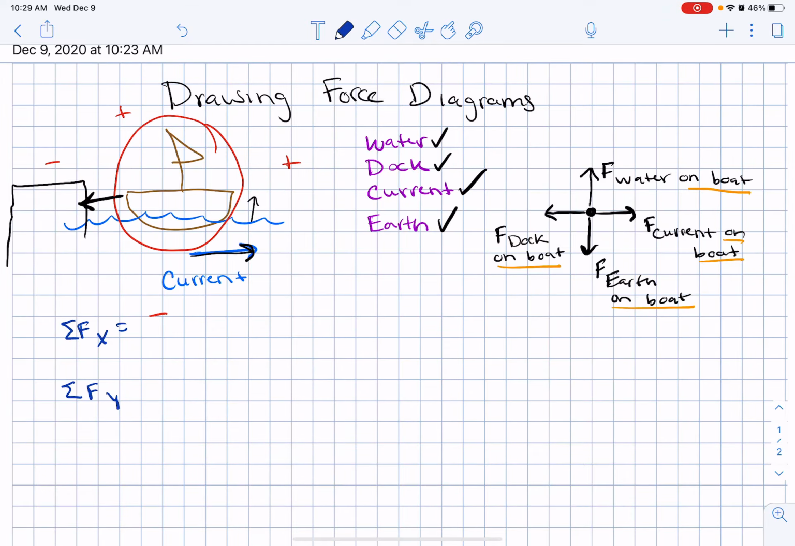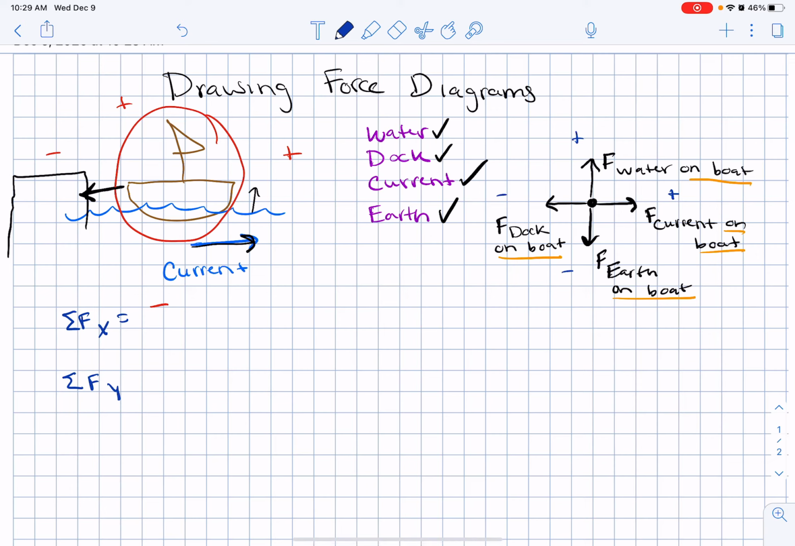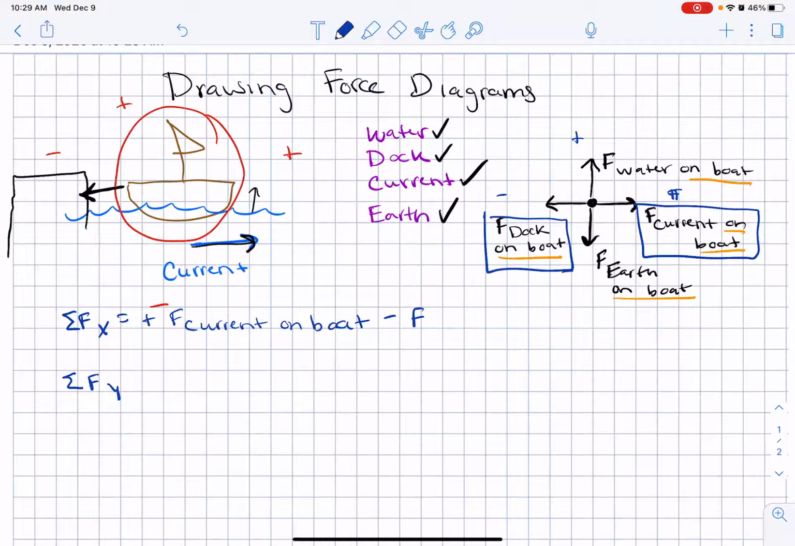Okay, so let's keep our positives and negatives that we had from our sketch and put them on our force diagram. Let's look at that horizontal direction first. In the positive direction, we have the force the current exerts on the boat. So I'm going to put positive force current on boat. And then negative, we have the force the dock exerts on the boat. So I'm going to put minus force dock on boat. Okay? And that's my completed sum of the forces for the horizontal direction.